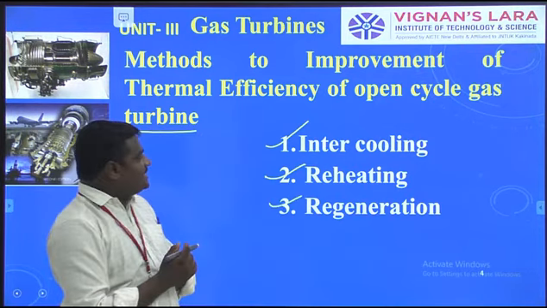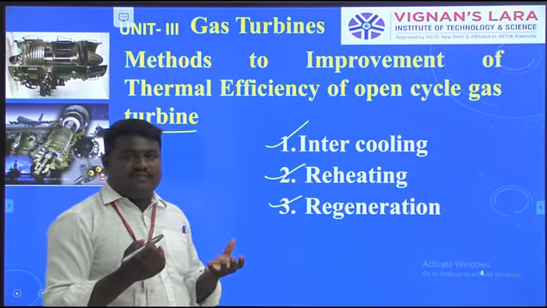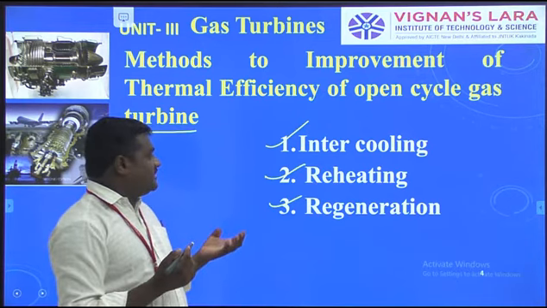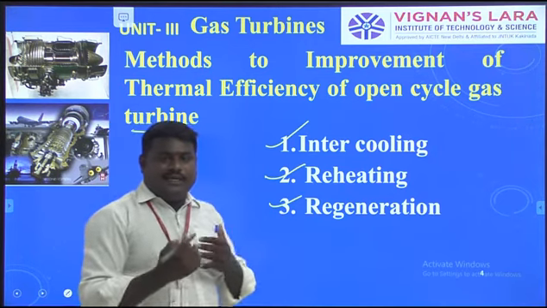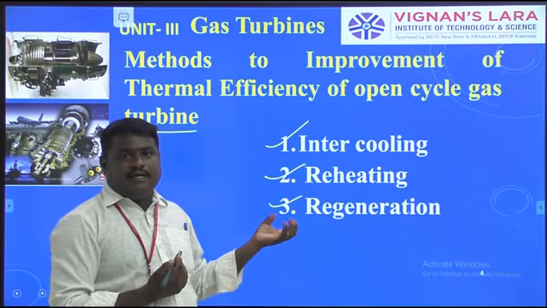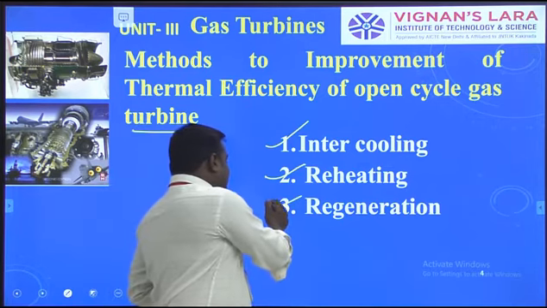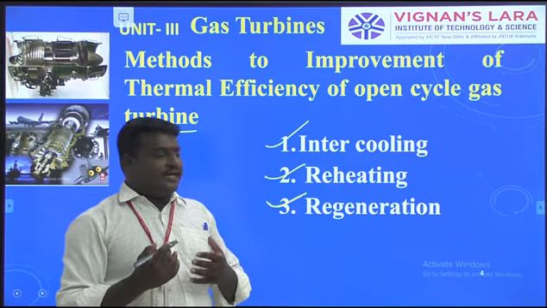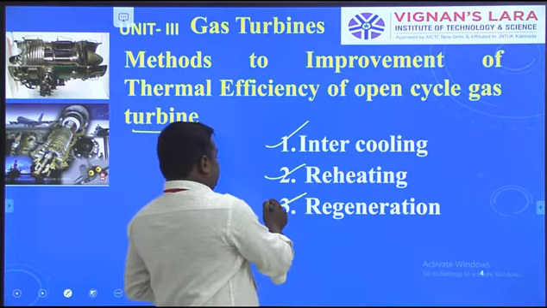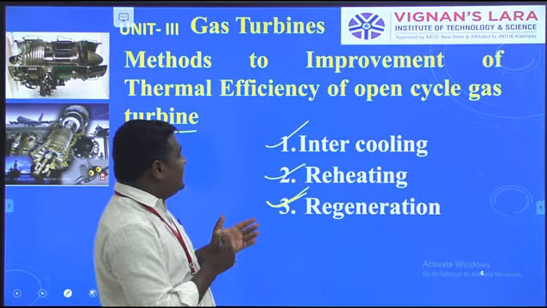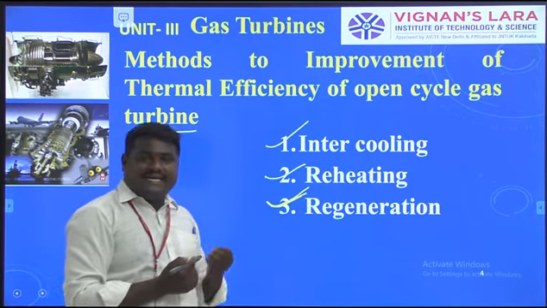First of all, what is meant by intercooling? In intercooling, we give some cooling with the help of air coolers. Reheating means that heat is already there, and again we give heat. Then there is regeneration, where regeneration power is already there and we give the regeneration. These three important methods to improve gas turbines are intercooling, reheating and regeneration.